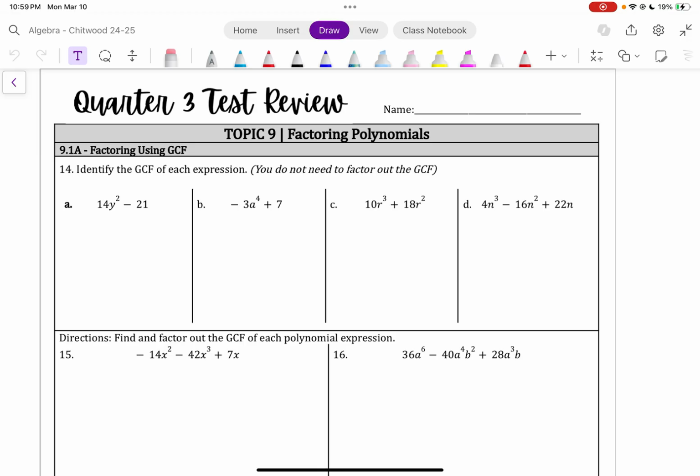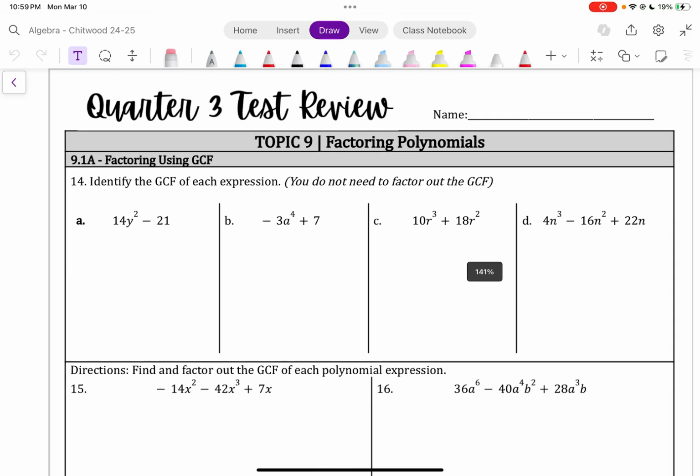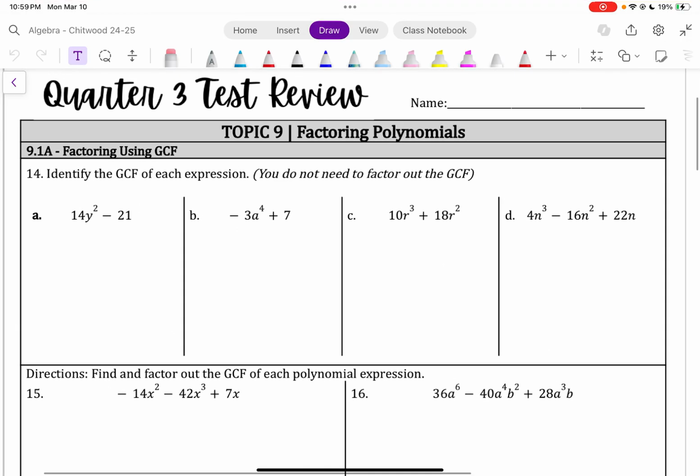Remember, this is factoring by taking out the GCF, meaning after you take out the GCF and there's nothing else you can do, you just leave it as is. You don't have to continue factoring as you would the rest of the sections. So for these first four, I am identifying the GCF and that's it. I don't need to put the remainder or actually factor it. I'm just finding the GCF.